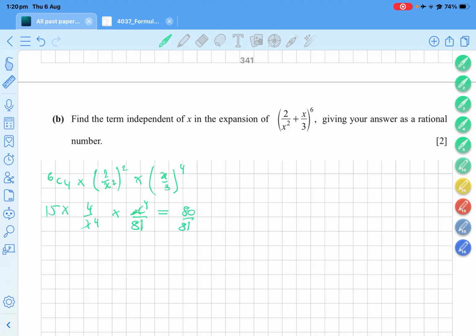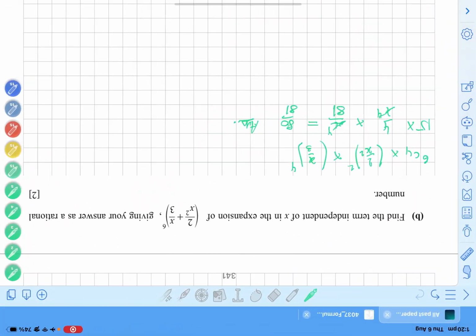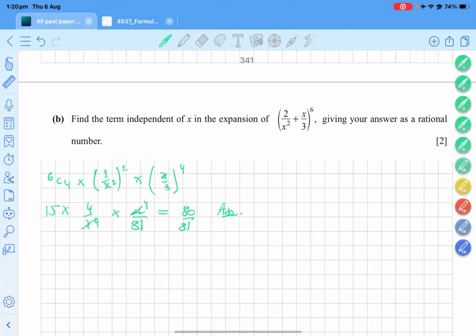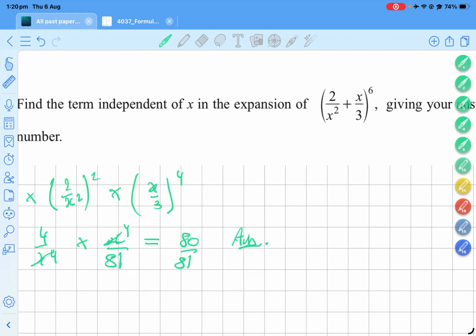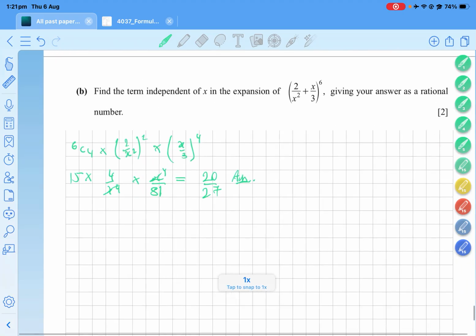And 80 isn't a multiple of 3, so 80 by 81, or maybe we could simplify. No, we can't. So 80 by 81 will be, oh no. Let me just turn on rotation lock for you guys. So it would be 60 upon 81, not 80. And 60 upon 81 can be simplified. So 60 upon 81 is 20 by 27. 20 by 27. And that would be the answer. Sorry.